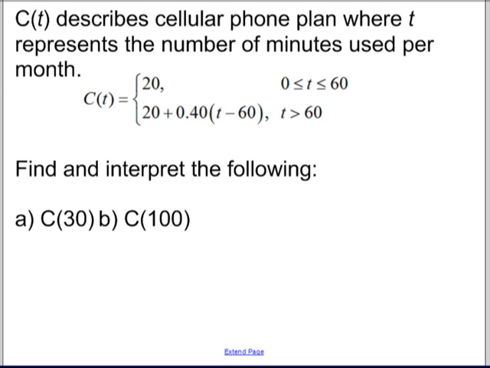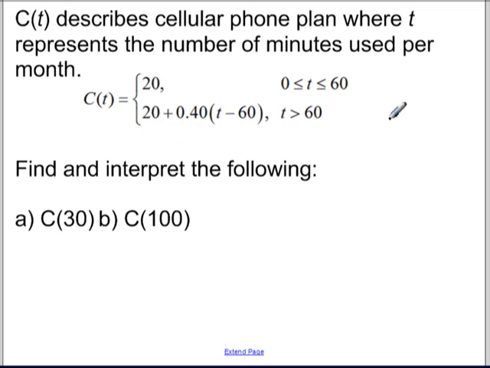Okay, so what's happening here? We're talking about a cell phone plan. T is the number of minutes used per month. So you notice that the cost is $20 for any number of minutes up to 60. But once you get above 60 minutes, right, T is the number of minutes, once you get above 60 minutes, something else happens. So you're adding 40 cents per minute above the 60.